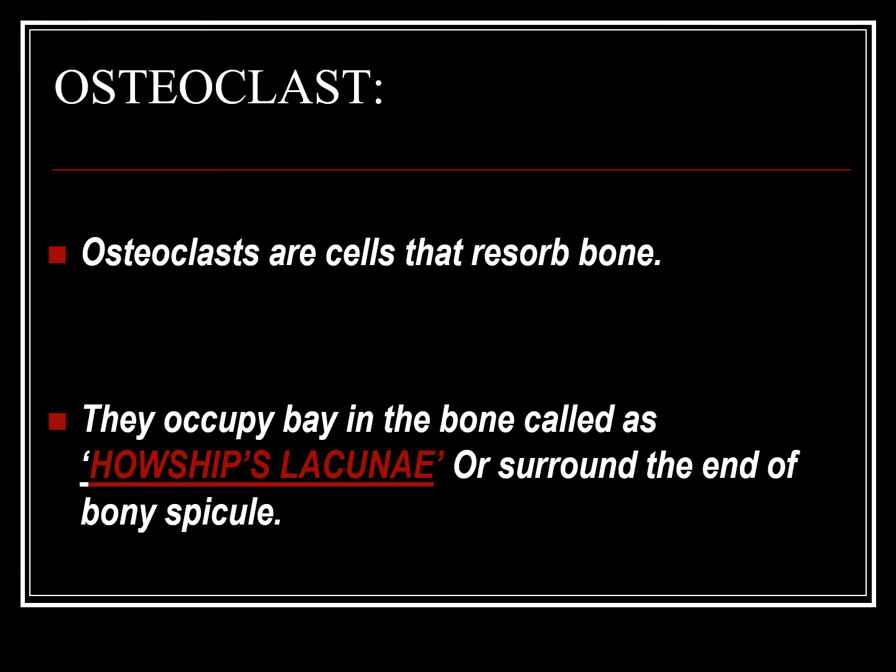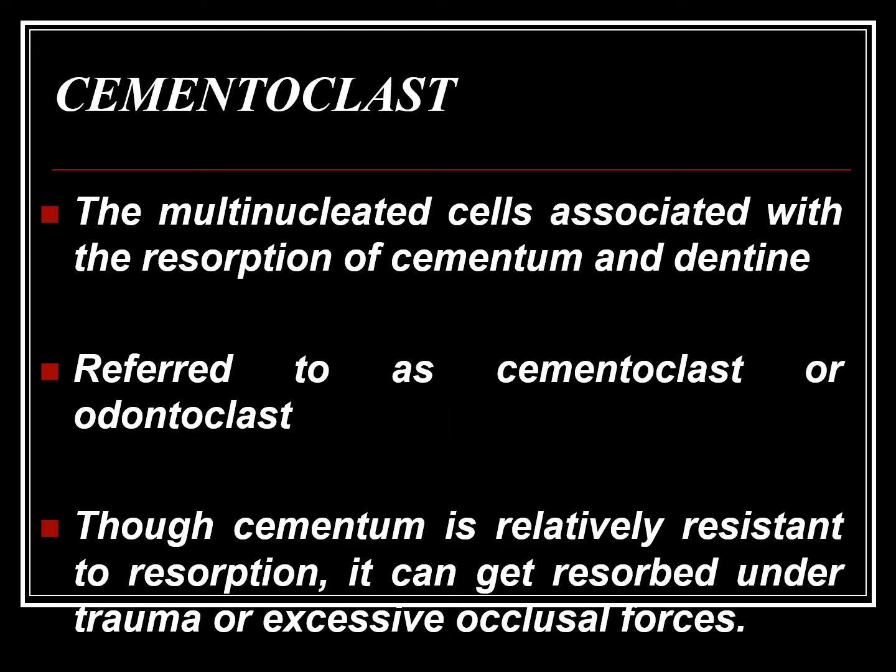Now, osteoclast cells. Osteoclast cells are the cells that resorb the bone. They occupy the bays in the bone, which are called Howship's lacunae, or surround the end of the bony spicule. The cementoclast. Cementoclast cells are multinucleated cells which are associated with the resorption of cementum and dentine, which are structures of the tooth. So cementoclast function is to resorb or eat away the part of cementum or dentine which is decayed or necrosed. These are referred to as cementoclasts or odontoclasts.